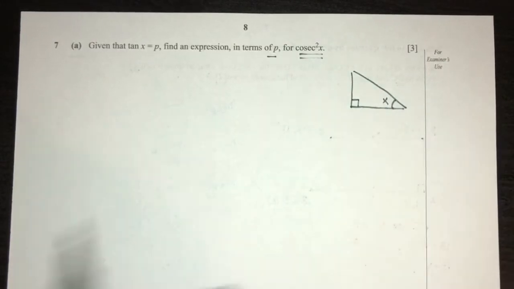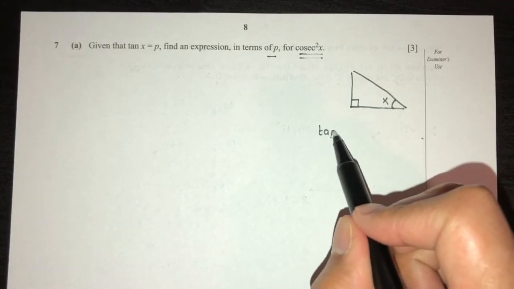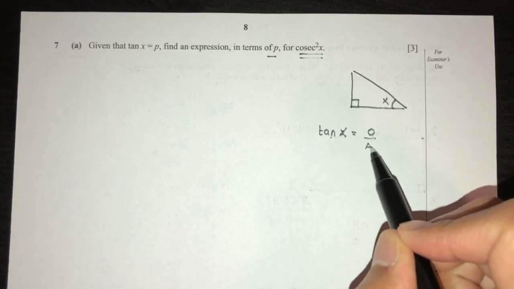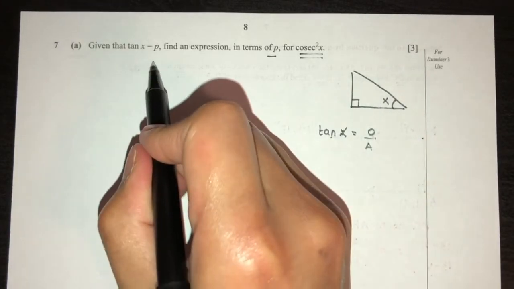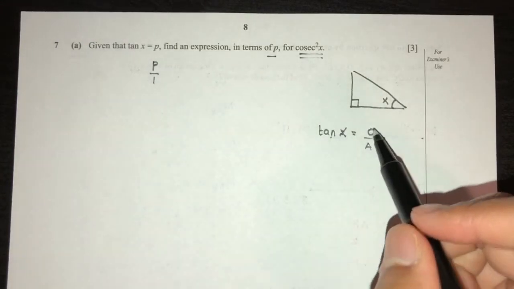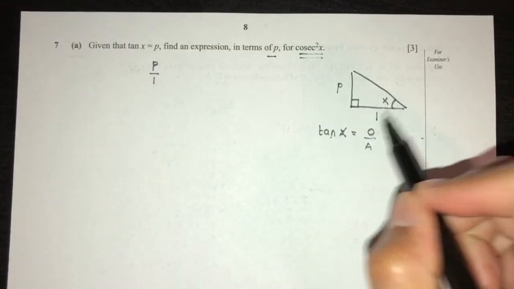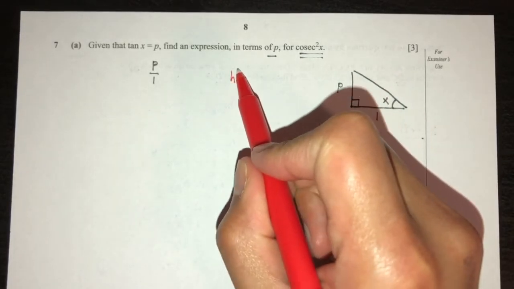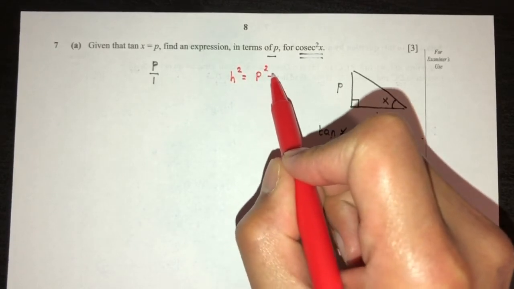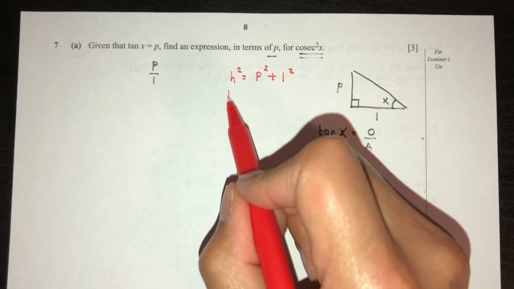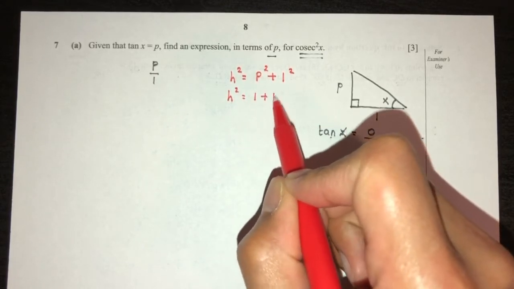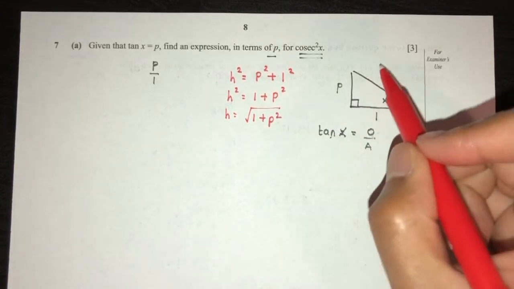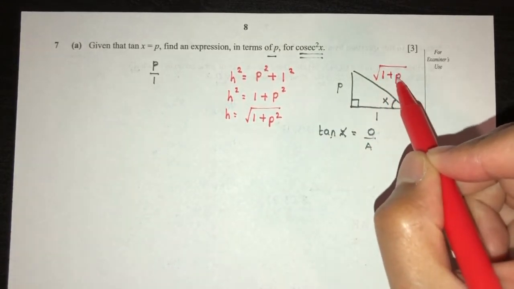This is the right angle. So now you know tan x is your opposite side over your adjacent side. So here we have p, which is p over 1. Your opposite side will be p, your adjacent side is 1. So what is this side? Let's find the hypotenuse. Here h square is p square plus 1 square. That will be h square equals 1 plus p square. So h will be the square root of 1 plus p square, by your Pythagoras theorem.